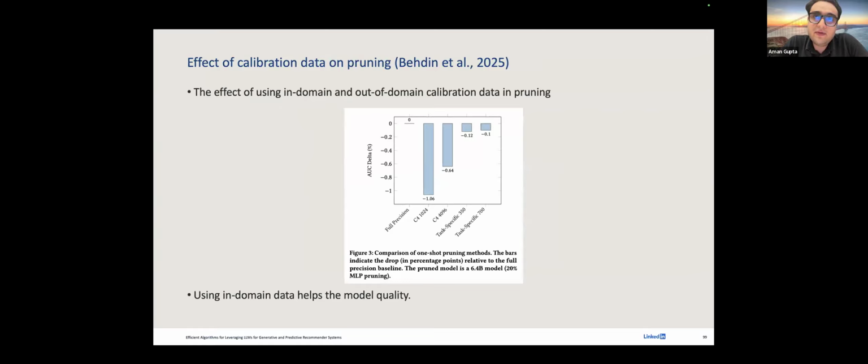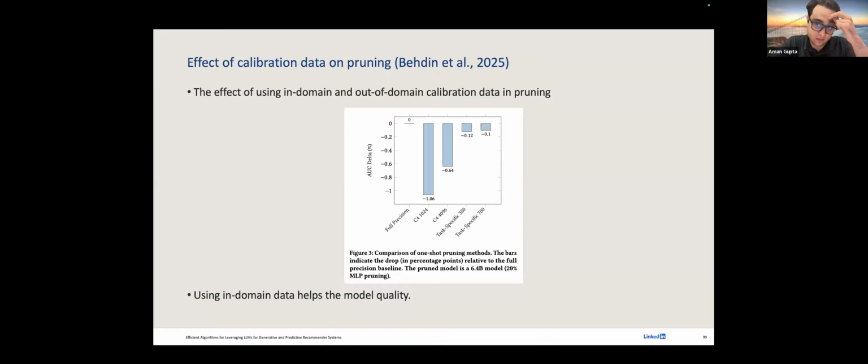Next, we have to discuss what data we use for pruning, because there is the calibration set that we use for pruning. In general, we can either use open source data or we can use in-domain task specific data. And our finding has been that it's usually better to use in-domain data.